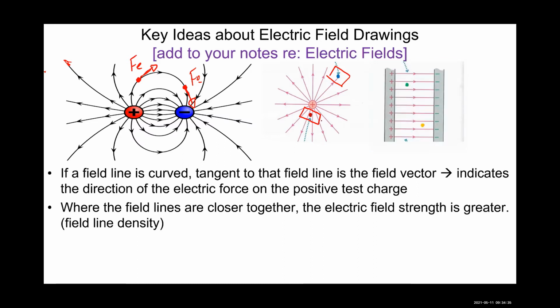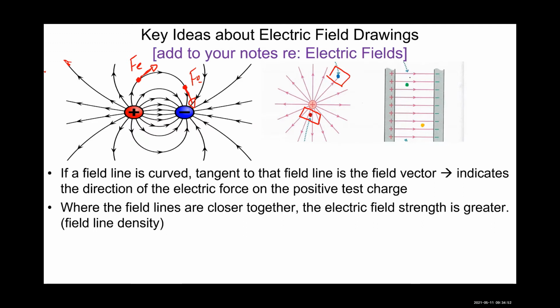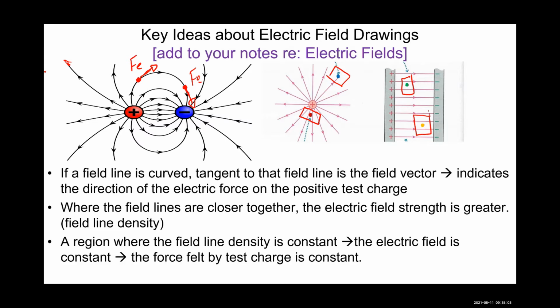Similarly, in this third scenario, I have these two plates, and assume these plates are really long, and the distance between them is really small compared to their length. If I apply the same idea we were just talking about, then when I draw a similar size box, notice in this case, at the green dot and the orange dot, I get the same number of field lines going through it. So where the field line density is constant, that means the electric field is constant.